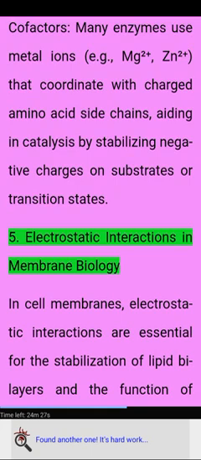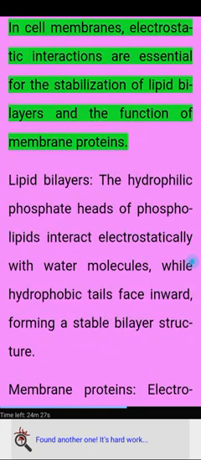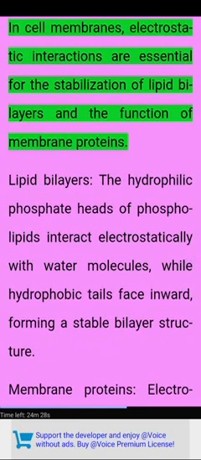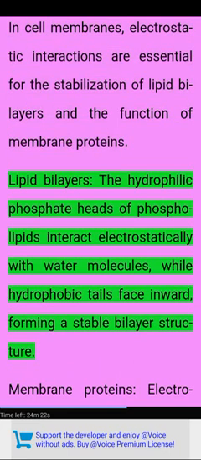5. Electrostatic interactions in membrane biology. In cell membranes, electrostatic interactions are essential for the stabilization of lipid bilayers and the function of membrane proteins. Lipid bilayers. The hydrophilic phosphate heads of phospholipids interact electrostatically with water molecules, while hydrophobic tails face inward, forming a stable bilayer structure.